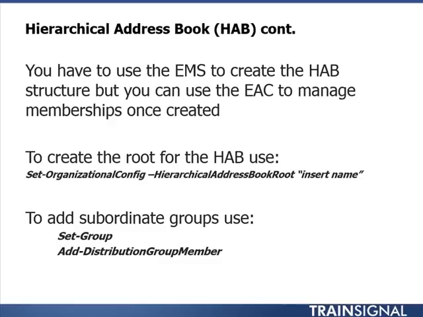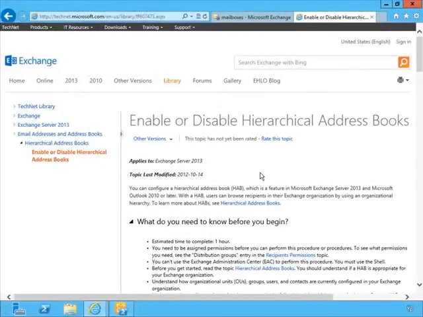It's important that you map this out and plan it properly first before you actually deploy the HAB structure. There's a TechNet article that maps out how to create and configure these hierarchical address books. Let's take a look at that article real quick so that you have an understanding as to the process that's involved in creating this structure. Alright, so here's an article through TechNet entitled Enable or Disable Hierarchical Address Books, and you'll find this link as well at the end of the lesson. It is listed with the additional resource links.